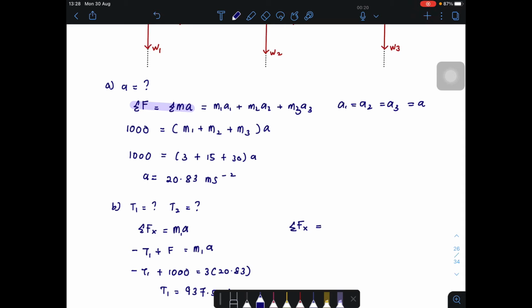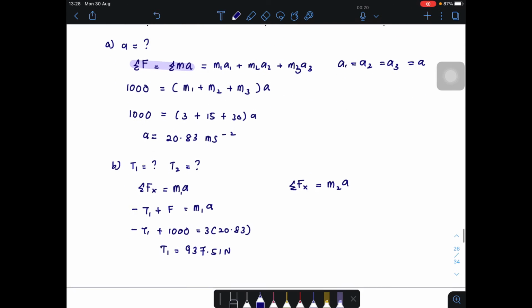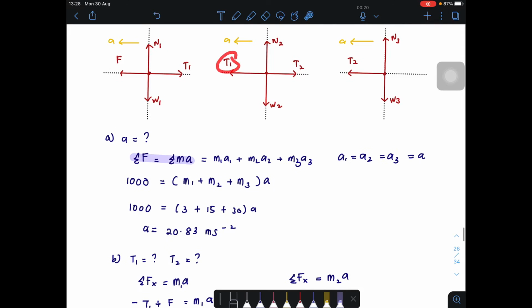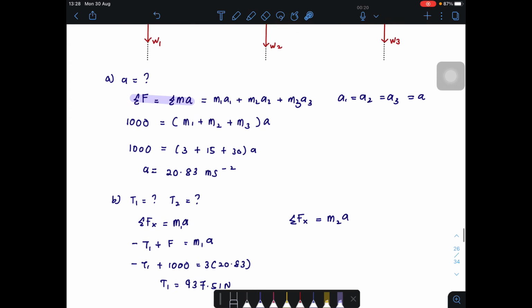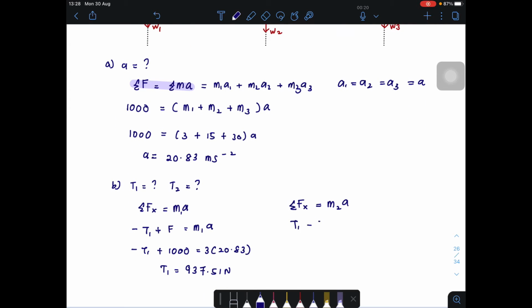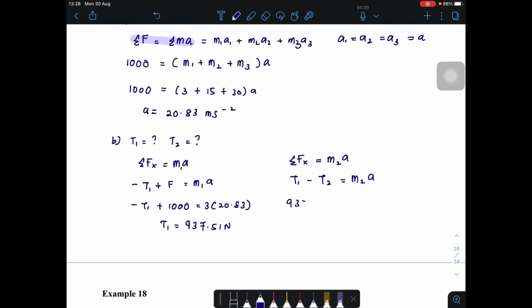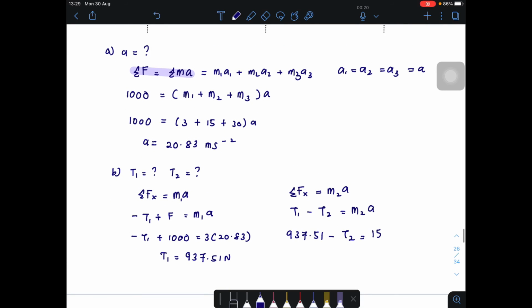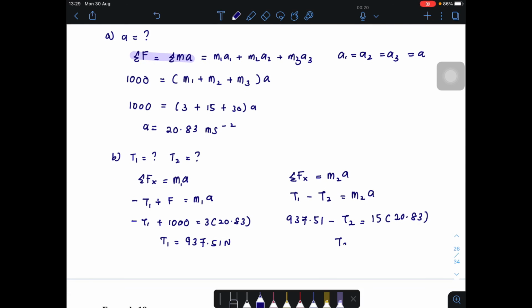So for T2 we can use the second one. The sum of Fx is equal to M2A, where T1 follows the direction of A, so T1 will be positive, and T2 will be negative. So T1 minus T2 is equal to M2A. T1 we already have, minus T2, equal to M2 which is 15, and then A is 20.83. So you will get T2 equal to 625.06 Newton.